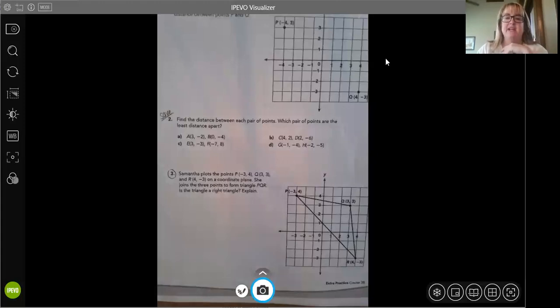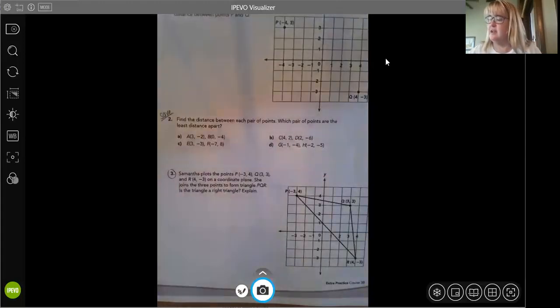In geometry, it is not enough to look at it and say yes or no, it looks like a right triangle or it does not. We're going to have to prove it. And how we can prove whether a triangle is right is by using the Pythagorean theorem. So what we are going to do is make a right triangle out of each of these.